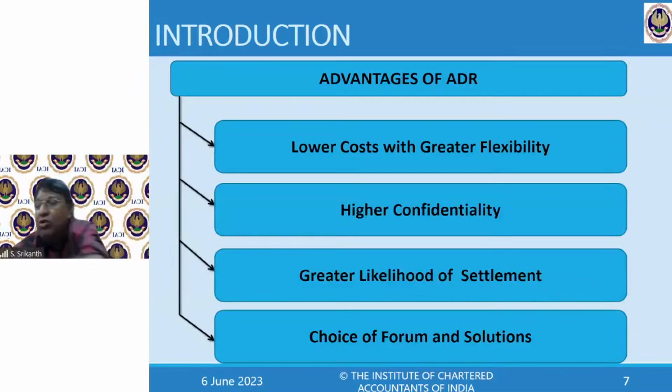Choice of forum and solutions are with the parties. The parties can choose who will hear. They can even give some suggestions. These are our disputes. They can even specifically tell us, you decide this and go, rest of it don't bother. This you tell. For example, quality cases could come up for arbitration. Means goods were supplied but rejected on account of quality.